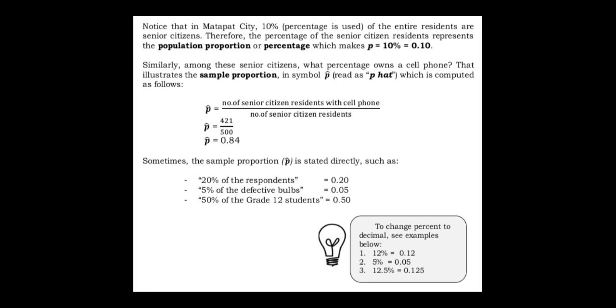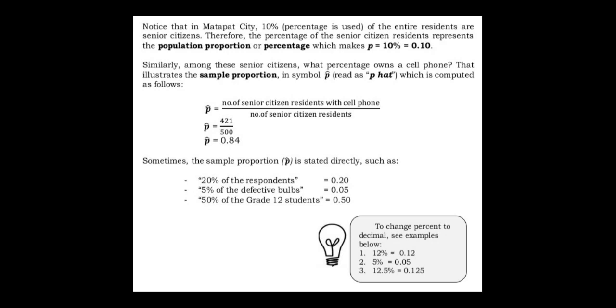Now, notice that in Marapat City, 10% of the entire residents are senior citizens. Therefore, the percentage of senior citizen residents represents the population proportion or percentage, which makes P equal to 10%, in decimal form 0.10.